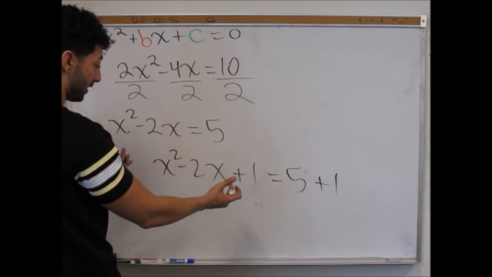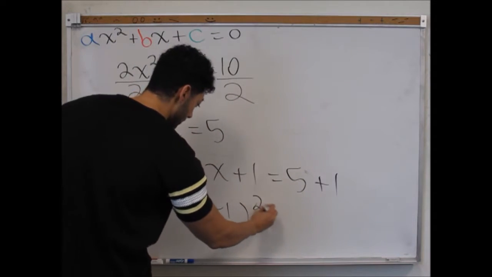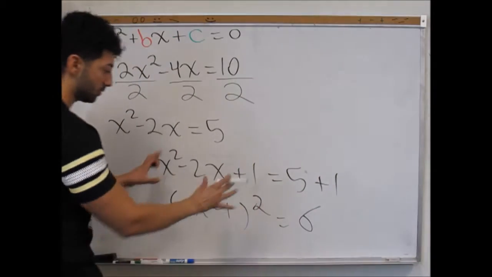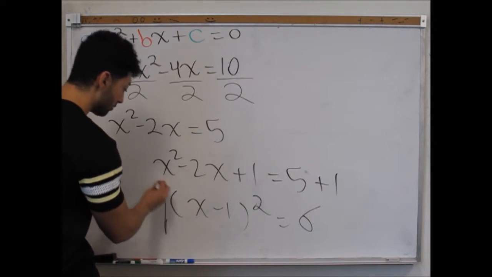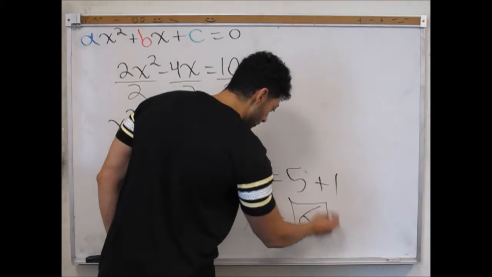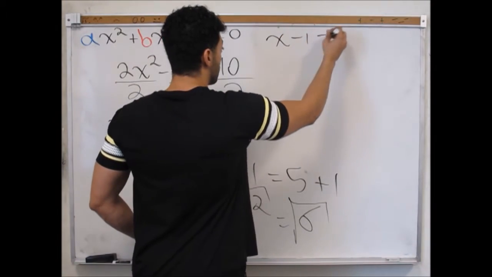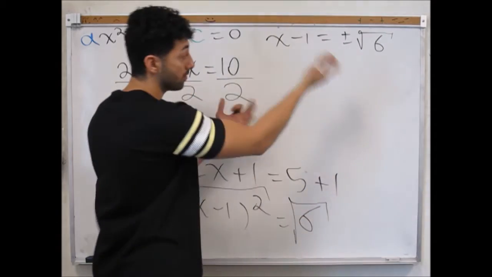This will always factor nicely. So this will be x minus 1 squared, and this will be 6. Extraction of roots type at this point, so square root of both sides. So then we get x minus 1 equals plus or minus the square root of 6, because there's nothing in there to take out.